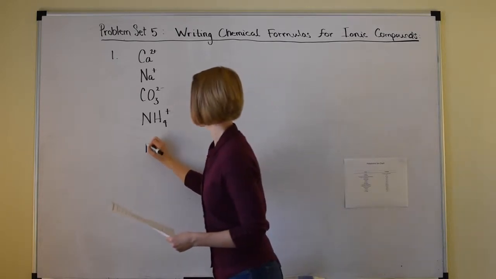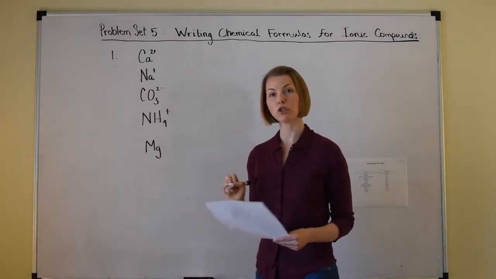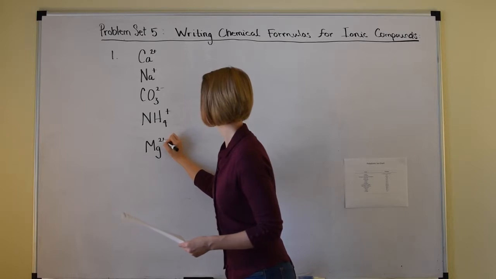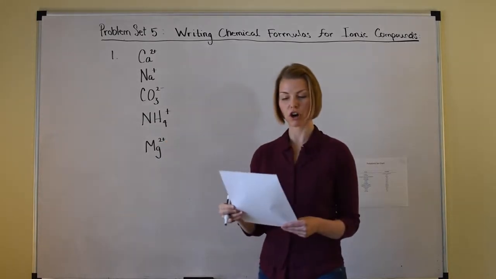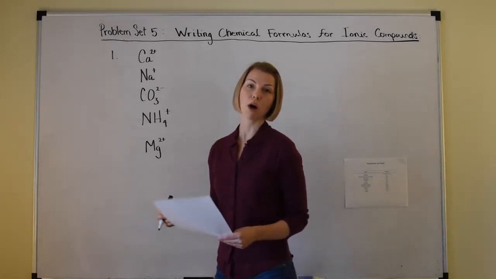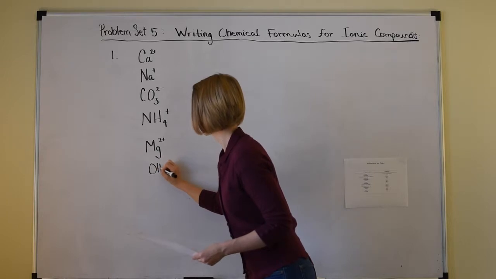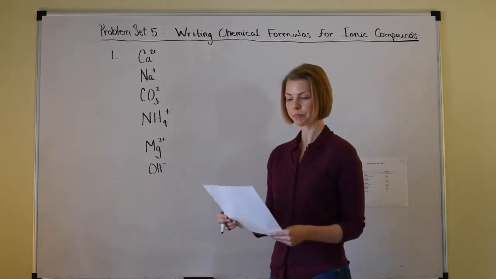Magnesium ion. Magnesium is in group 2A, so it's going to lose 2 electrons and form a 2+ charge. And hydroxide ion, that is one of your polyatomic ions, OH with a 1- charge.